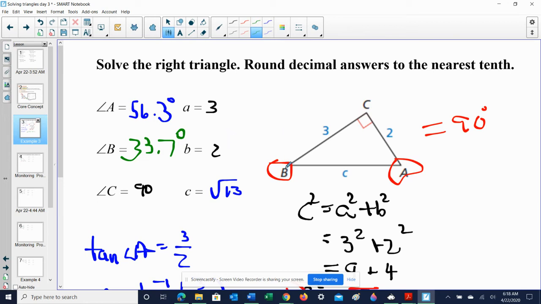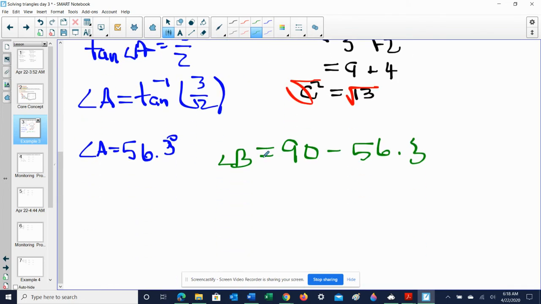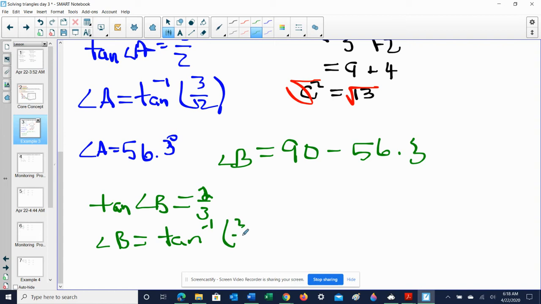What would the tangent of angle B equal? Tangent is opposite over adjacent. So the tangent of angle B, let's just verify that to make sure. It's easier to do what I just did, but let's try. So the tangent of angle B is equal to 2 over 3. Yeah, that's supposed to be a 2, right? So what does angle B equal? Angle B equals tangent inverse of 2 over 3.